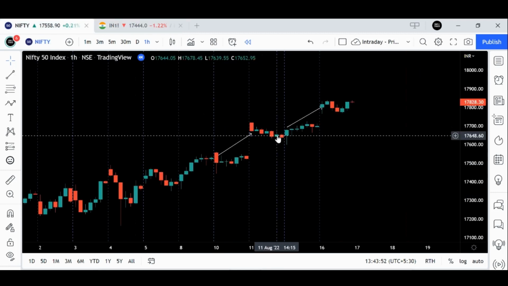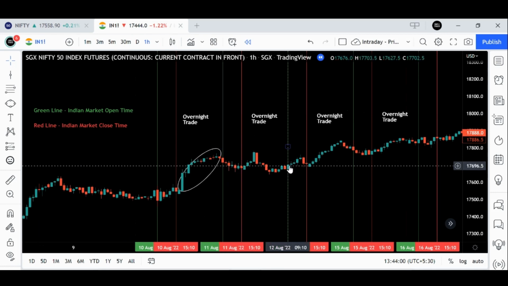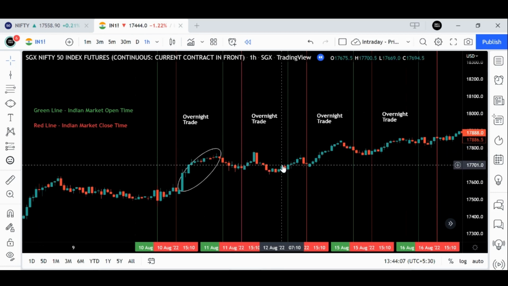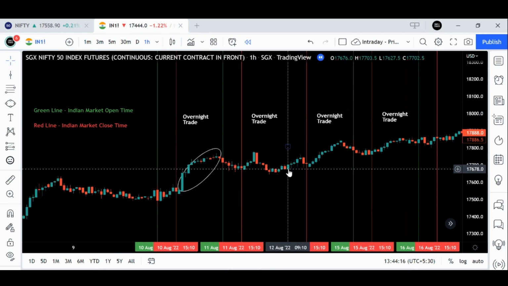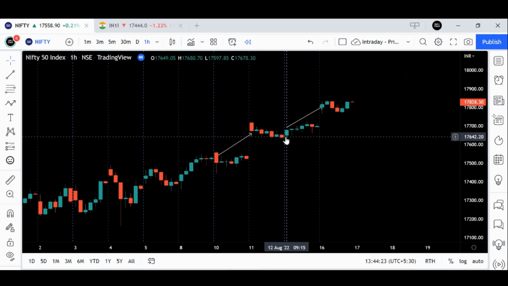Take this as an example from the 11th and 12th. This is the 11th market close, and this is the 12th market open. In between, the price tried to go up but failed. The price tried to go down, and again it failed, and it closed here, which means the price closed at the same point where it closed, and the very next day it opened at the same price level. So this shows there is no gap up or gap down on this day.